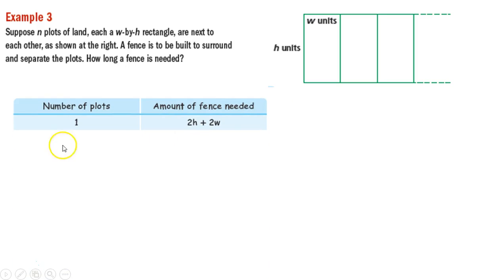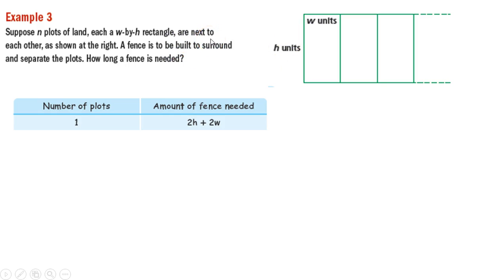So we can make a table here. So let's just say we have one plot of land. So let's just say it's just this one rectangle here. If we have just this one rectangle, the perimeter of that rectangle is going to be 2 H's, because there's this H here, this H over here, plus 2 W's, because this length here is going to be W, and this length here is going to be W, because rectangles have opposite congruent sides. So if it's just one plot of land, it's going to be 2 H's plus 2 W's. That's how much fence we're going to need, depending upon how long the W and the H are.